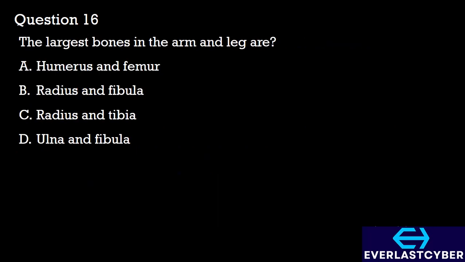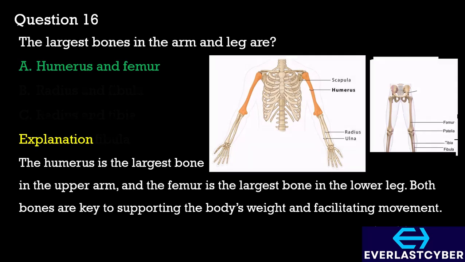Question 16. The largest bones in the arm and leg are A, humerus and femur. B, radius and fibula. C, radius and tibia. D, ulna and fibula. The humerus is the largest bone in the upper arm, while the femur is the largest bone in the lower leg. Both of these bones are key to supporting the body's weight and facilitating movement.